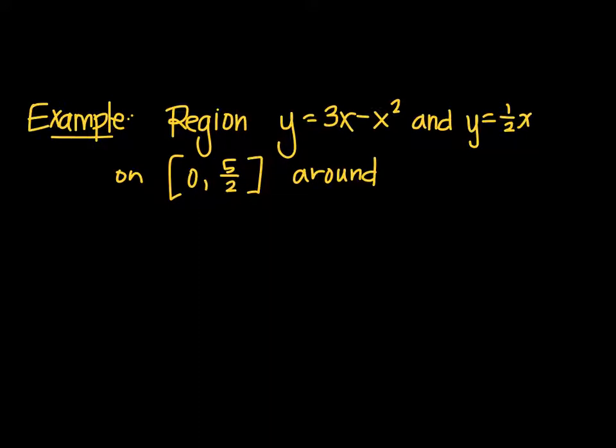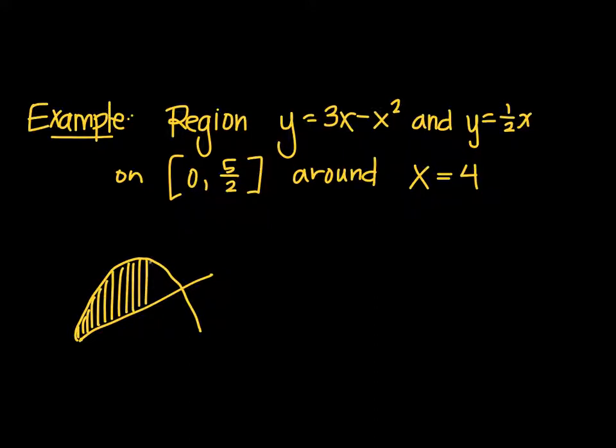Okay, around the equation x equals 4. So we are looking at a parabola that has a common intersection at the origin and then intersects like that. So that's the shape. It goes from 0, 0 here, and the intersection point here is 5/2, comma, 5/4.